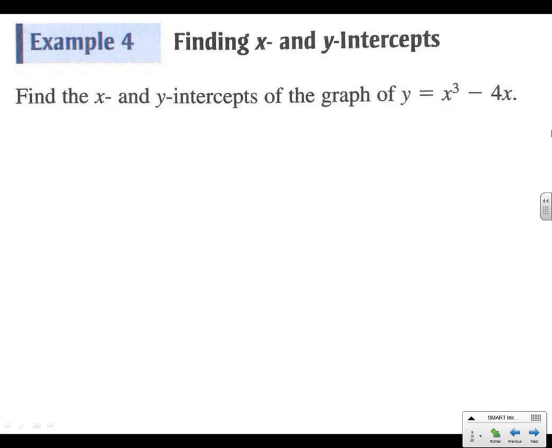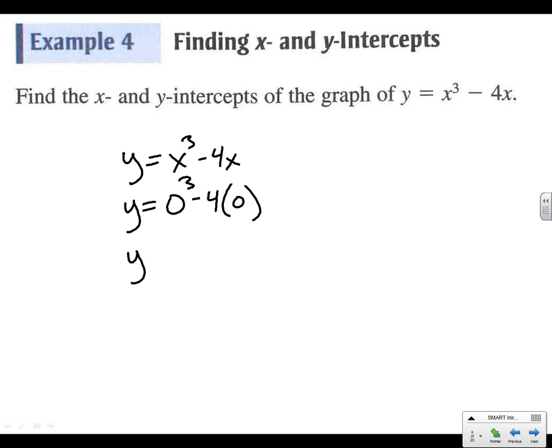All right, let's go ahead and find our intercepts here. So y equals x cubed minus 4x. I'm going to find the x and y intercepts. So I'm going to start with the easy one. The easy one being make x 0. You can see that comes in pretty easily. 0 cubed is 0. 4 times 0 is 0. We're just going to get 0. So if x equals 0, y equals 0, so one of our intercepts is 0, 0.